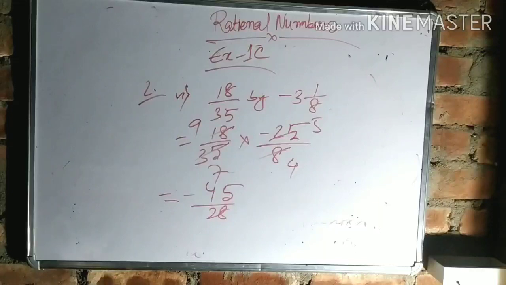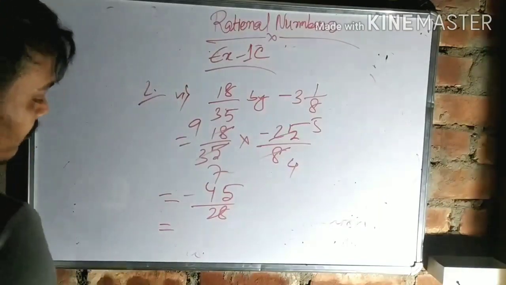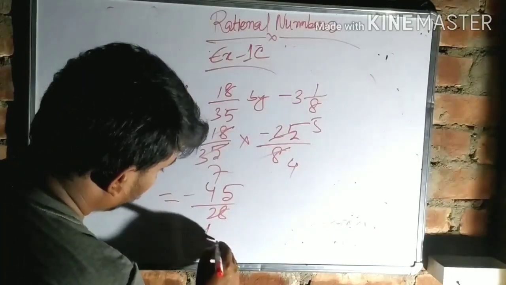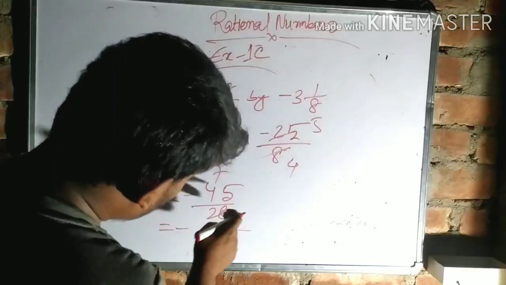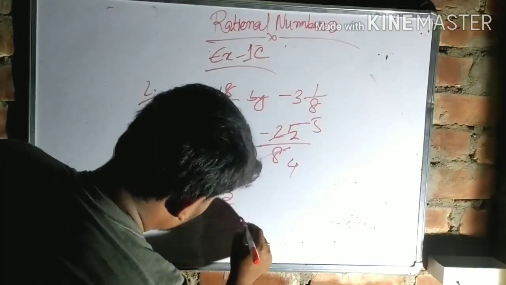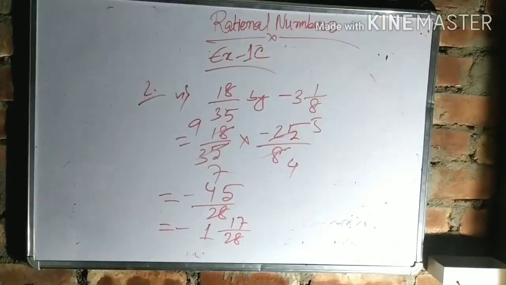Okay, so it is the answer. If you convert into a mixed fraction, then what is the result? 1 whole, 45 minus 28, 17 by 28. Okay, so it is the result. Very easy.